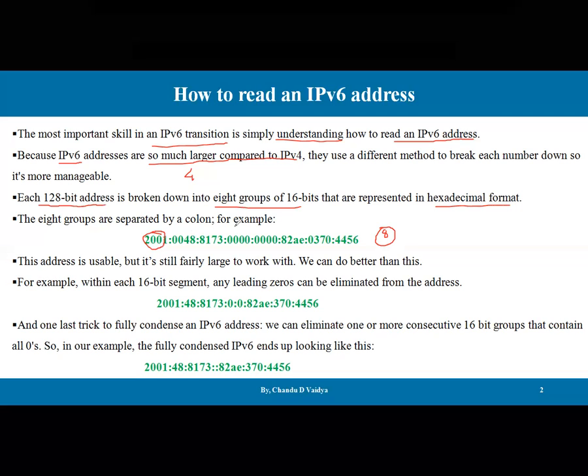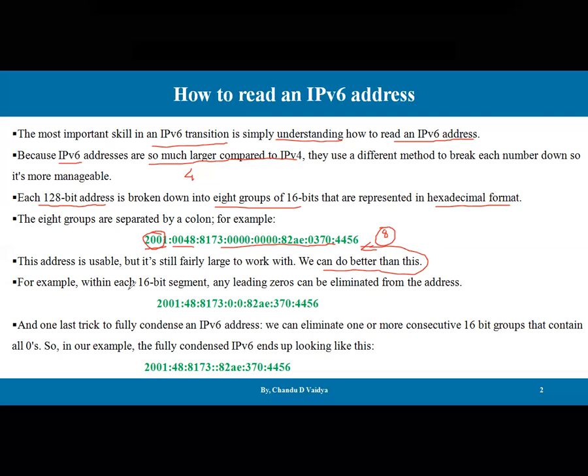Now, for example, if we see this address, 201.0048, likewise. This address is usable, but it is still fairly large to work with. So we can do better than this. We can apply some methodology on this address, and we can reduce it so that it can be easily readable.